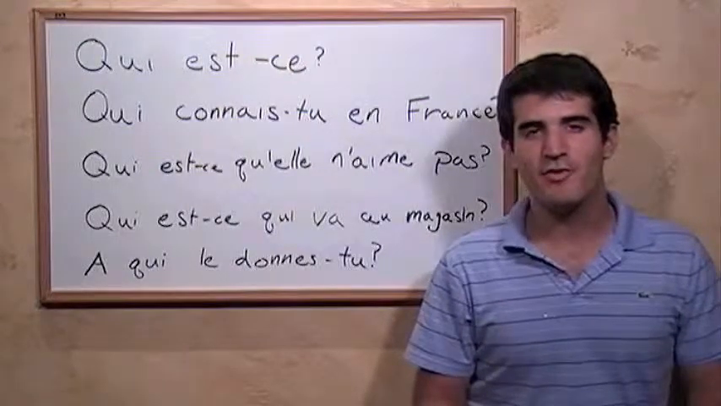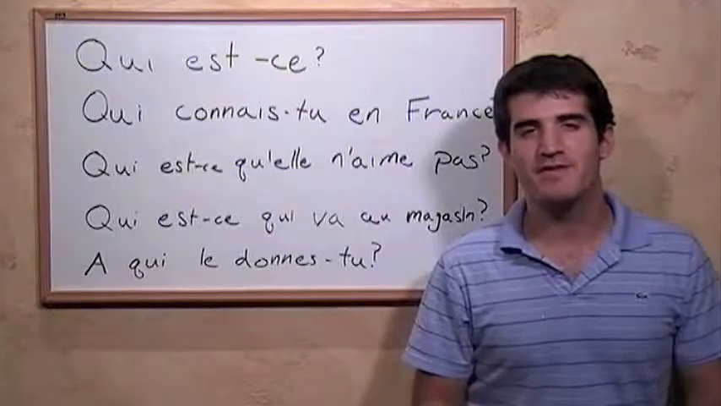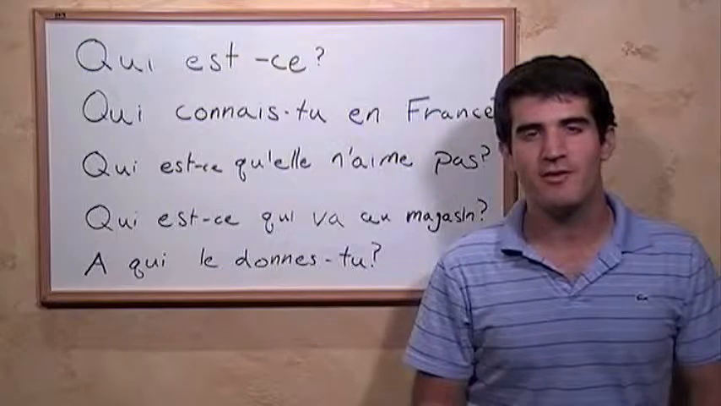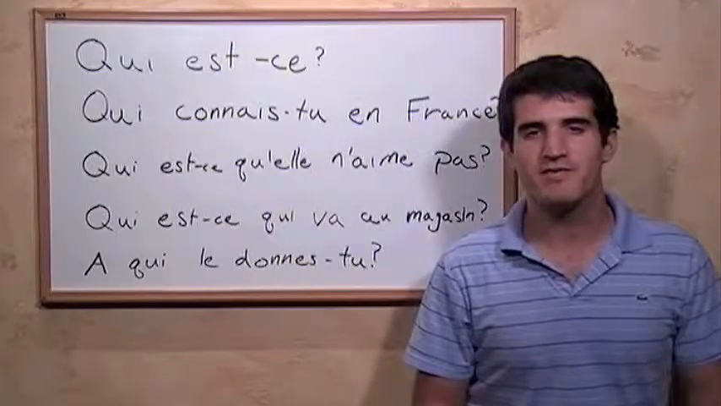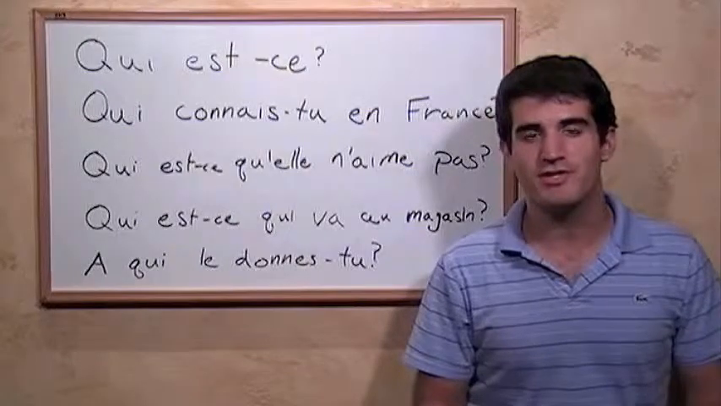Qui, Q-U-I, means who or whom in French. It can be the subject of a sentence or the direct object of a verb. So let's look at some examples of how we use it. It can be used with inversion to make questions.